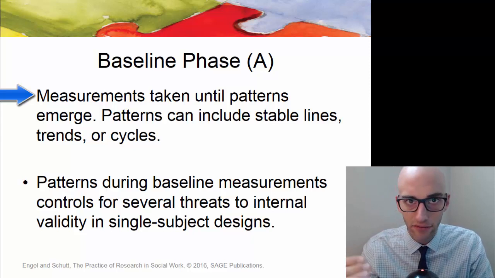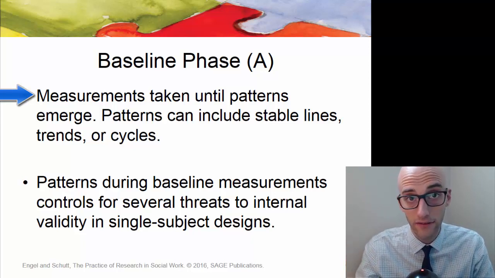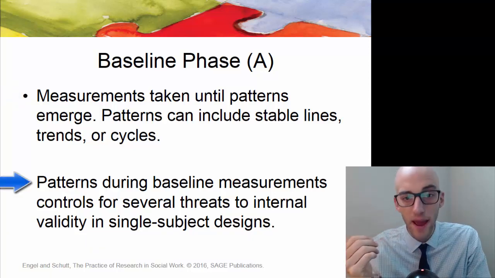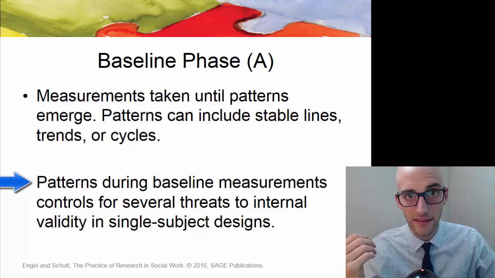And we can see ups and downs that fluctuate with that. And then we can modify the target of our intervention to address that issue. So the patterns in the baseline measurement control for several threats to internal validity in a single subject design.